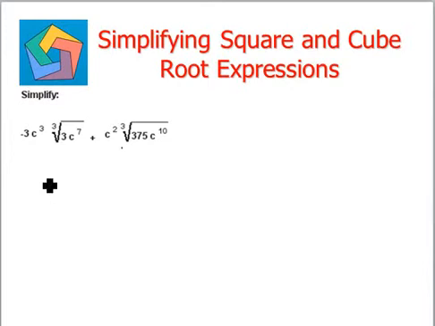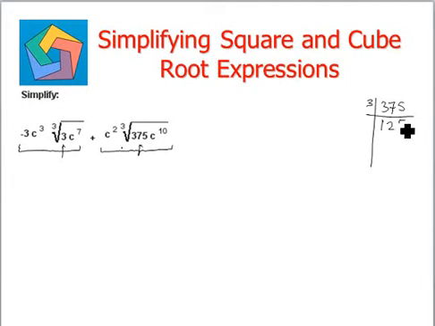Simplify negative 3c³ cube root of 3c⁷ plus c² cube root of 375c¹⁰. So here 3 cannot be factored further. Here we have 375, so we'll factor 375, which can be divided by 3, that goes into 125 times. This can be divided by 5, like this.